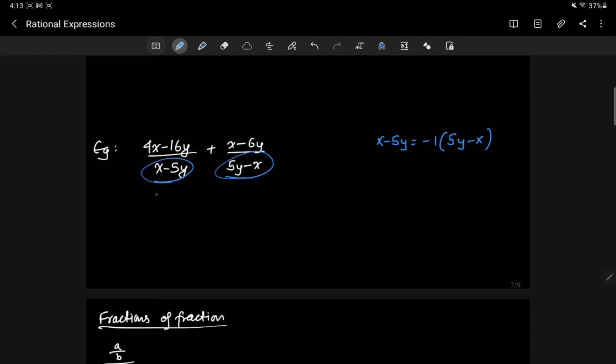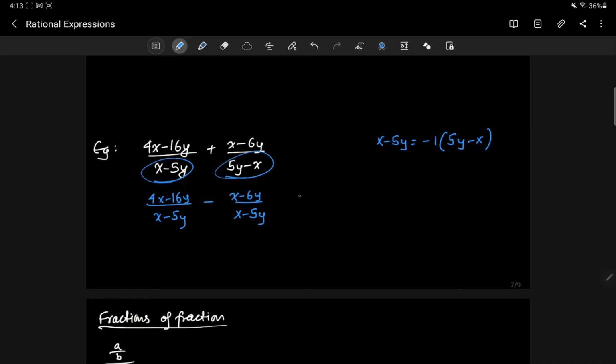And when that is the case, what you can do is you can simply change the sign of the operation. So if this is a plus, it becomes a minus. If it's a subtraction, it becomes an addition. And this is because of this.